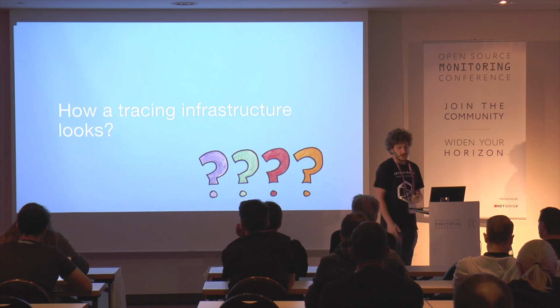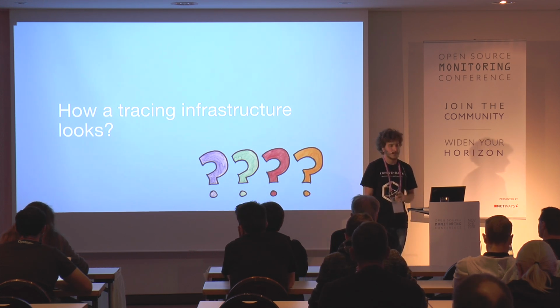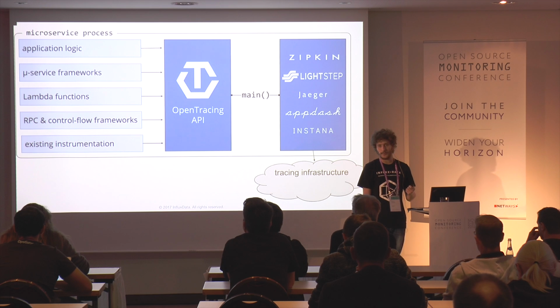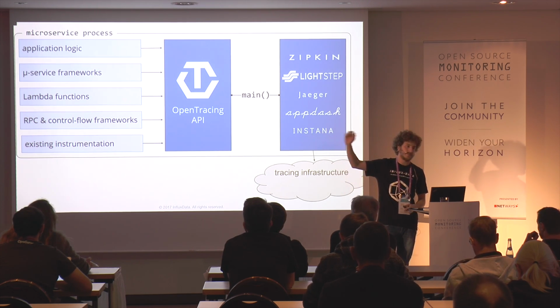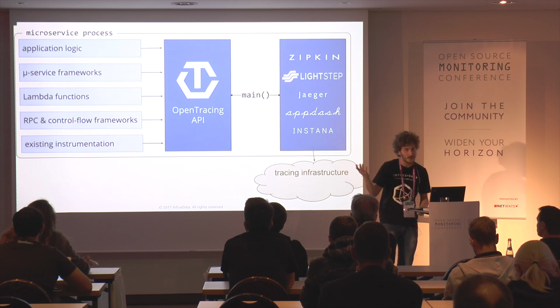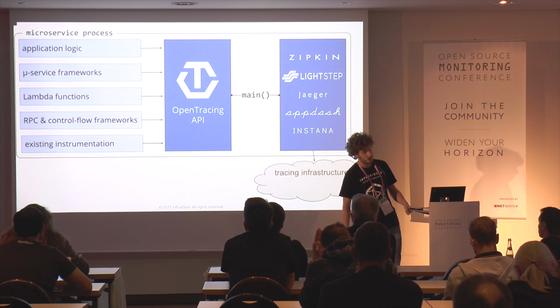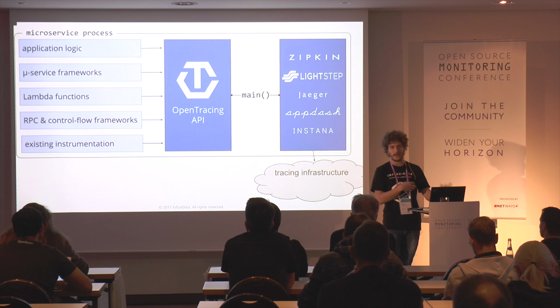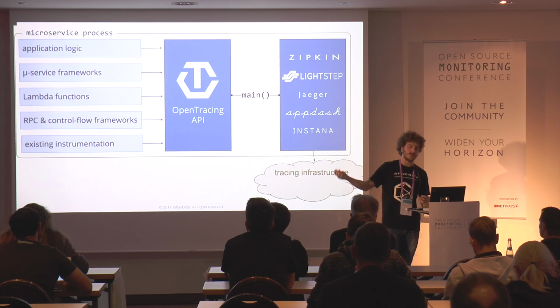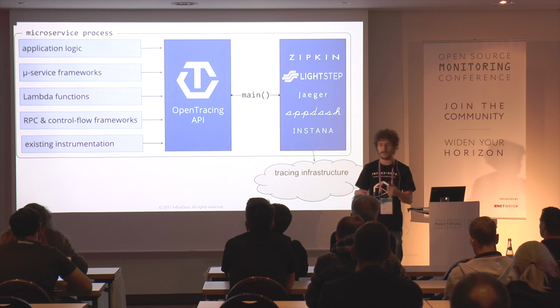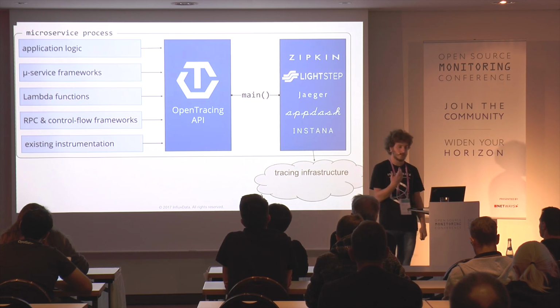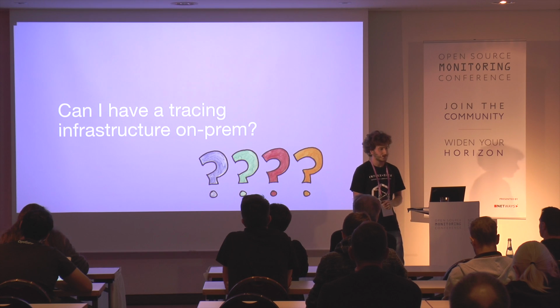How does a tracing infrastructure look like? If you're using OpenTracing, it looks like this. So you have all your applications. It can be just an application. It can be a micro application. It can be a Lambda function. It can be whatever you want. You have the code. You point the code to the tracer, and it gets the tracing stored. So tracer can be Zipkin, Jaeger, and whatever.